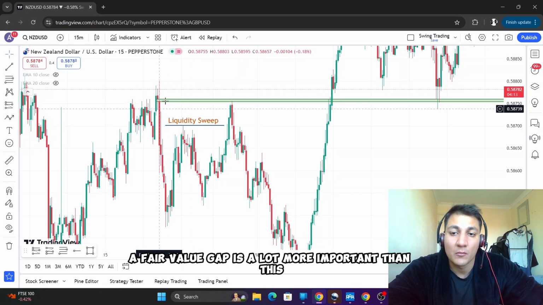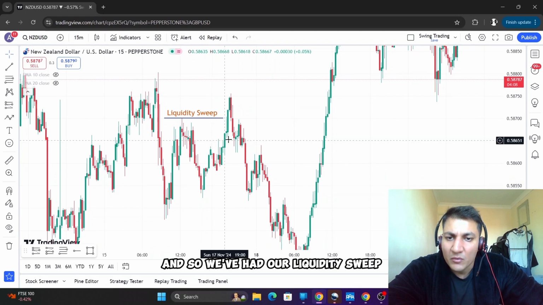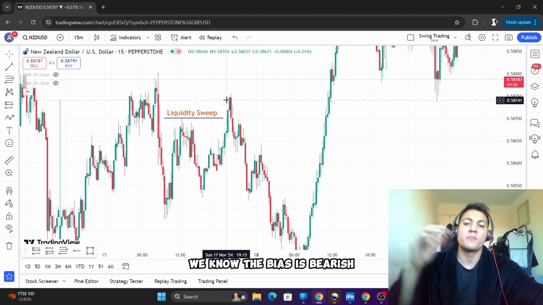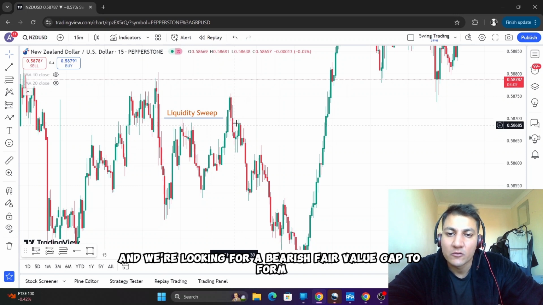A fair value gap is a lot more important than this volume imbalance, so let's just remove this now. We've had our liquidity sweep, and we know the bias is bearish. We're looking for any reason to get onto the trend, and we're looking for a bearish fair value gap to form, and we get one right here.